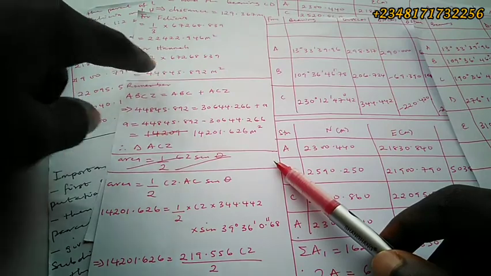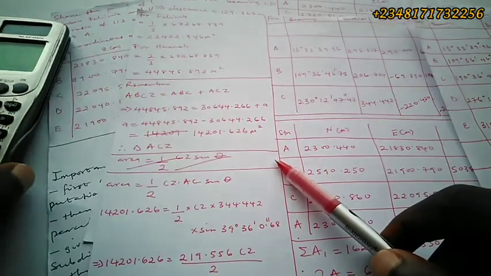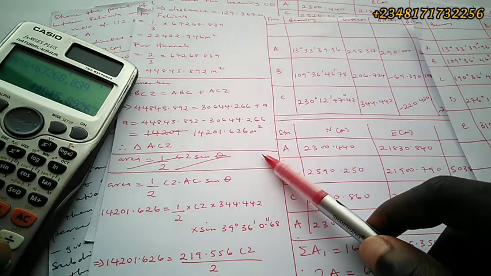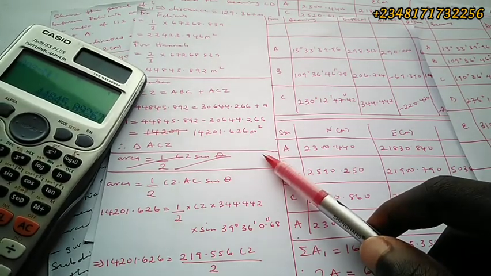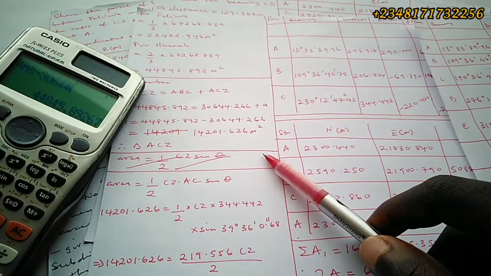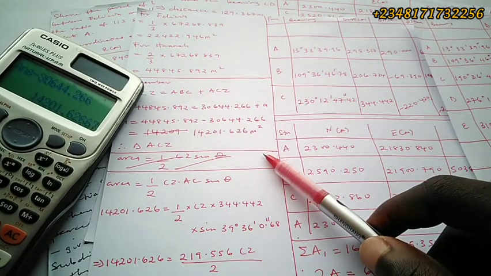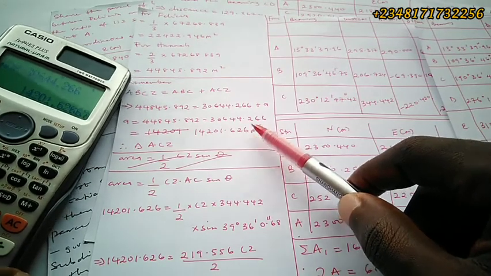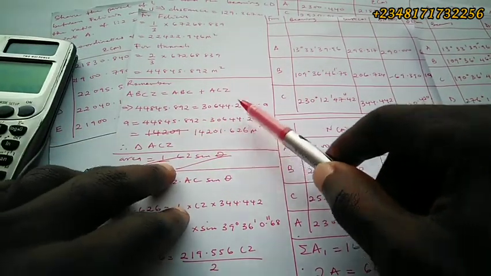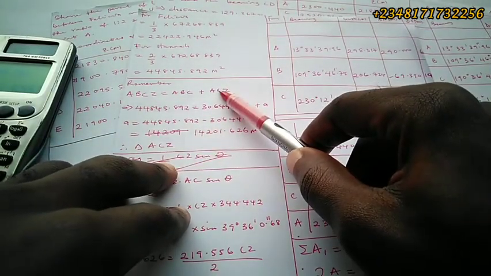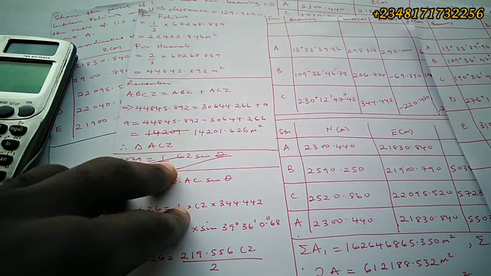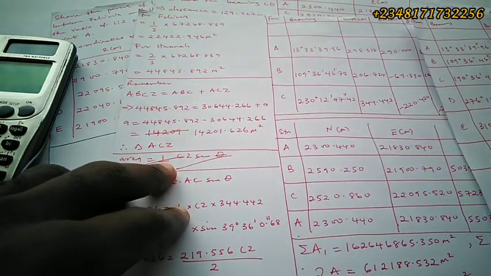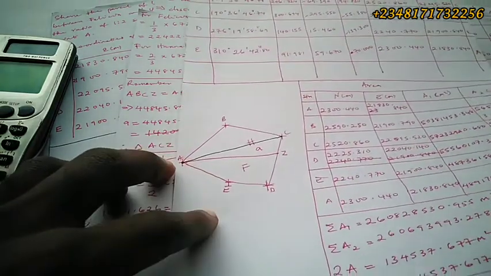So by the time we carry out the subtraction, which is 44,845.892 minus 36,444.266, we have something like what? 14,201.626. So this is actually what? The area of ACZ. But we will confirm later if this area is actually correct. So this is the area of what? ACZ.